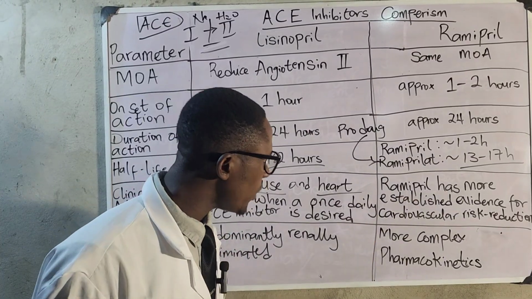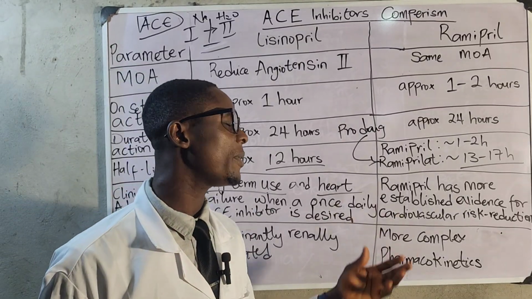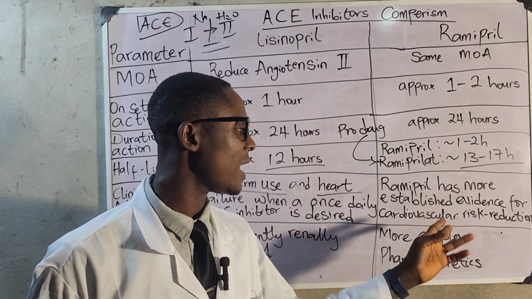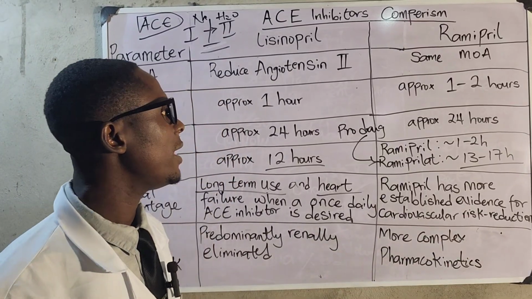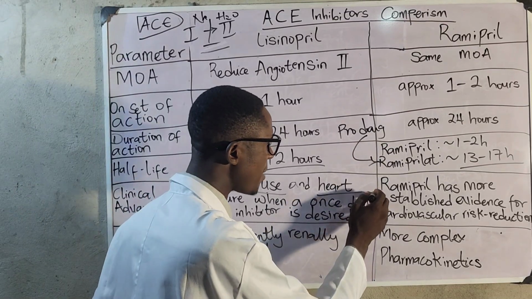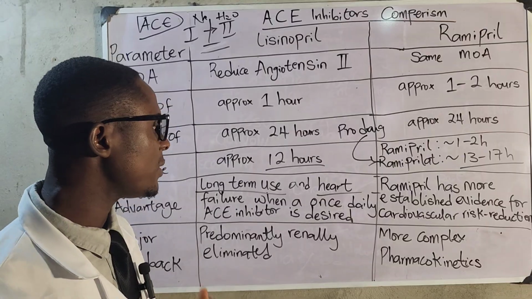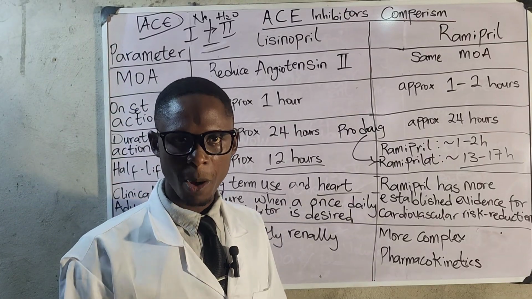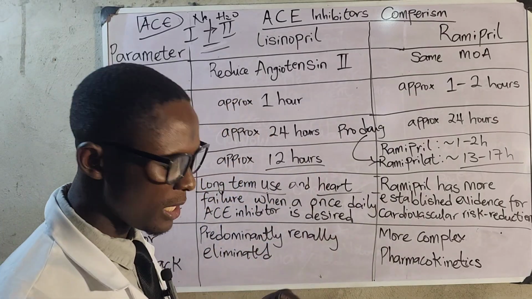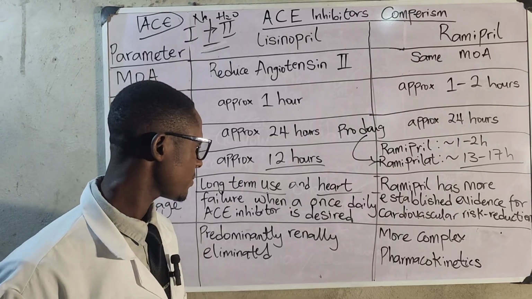For Ramipril, although it is also once daily, the truth is Ramipril has what we call more established evidence for cardiovascular risk reduction. The research on Ramipril is more certain. So what I'm trying to say is that as a pharmacologist, I have more confidence in Ramipril than Lisinopril in management of hypertension or cardiovascular diseases.